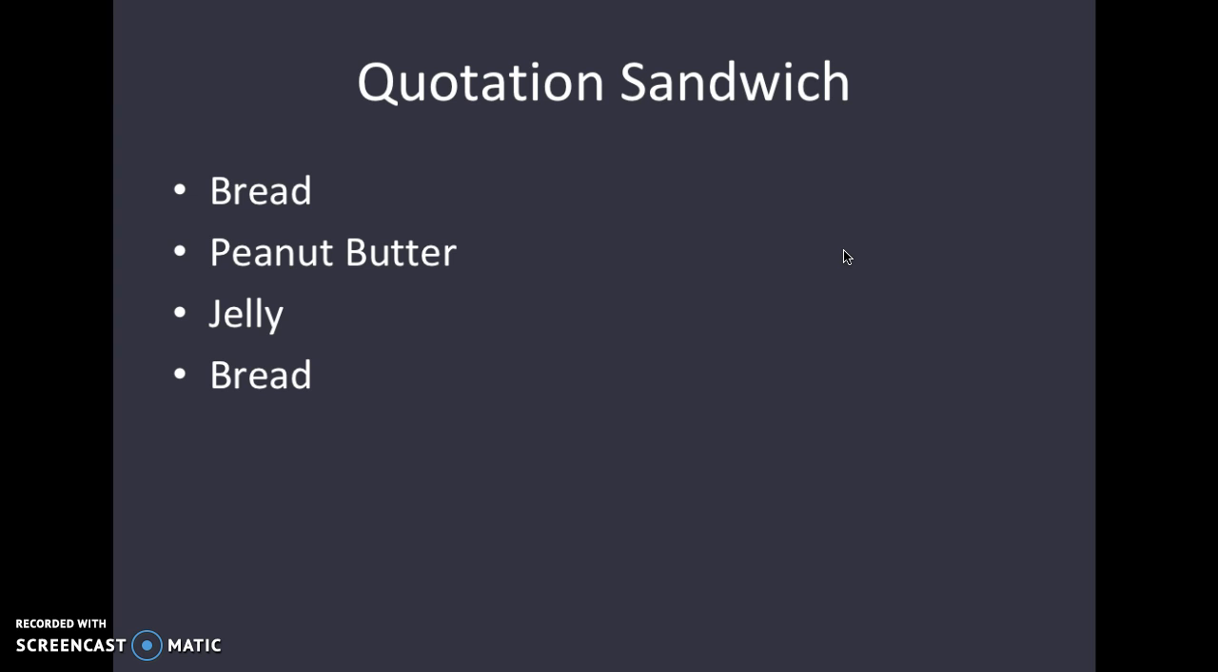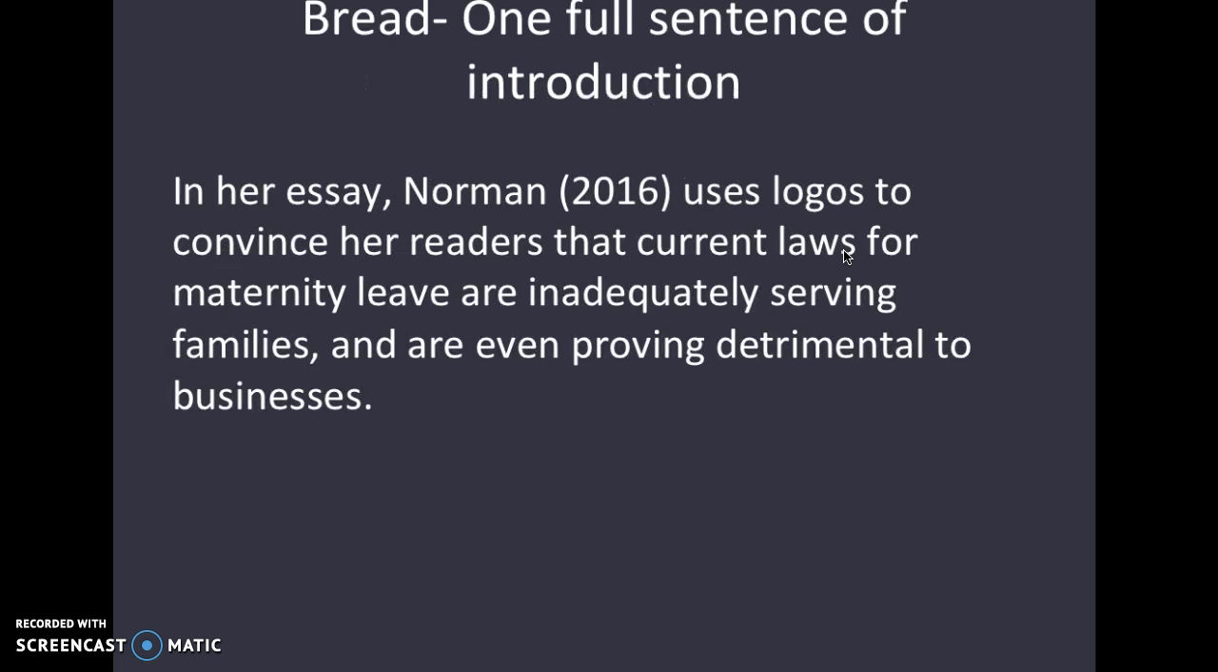So for this analogy, I like to think of a peanut butter and jelly sandwich where you have a piece of bread, peanut butter, jelly, and then another piece of bread. So the first part of the sandwich in this analogy is a full sentence of introduction. Again, if this is a new paragraph, this can actually be your topic sentence. It can be your claim, the thing that you're arguing about the text. But it also needs to sort of introduce the quotation that you're going to be using.